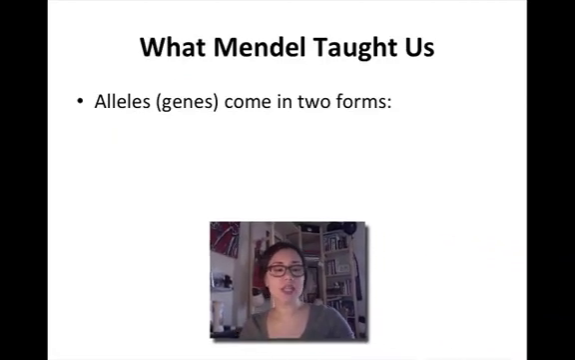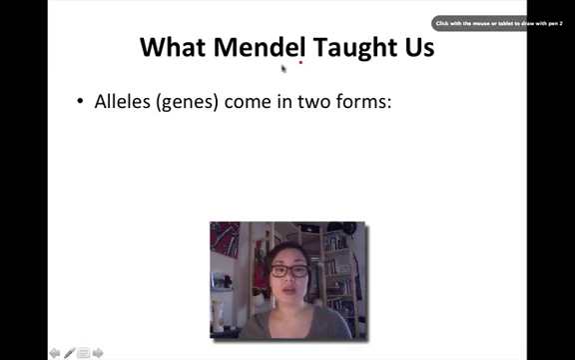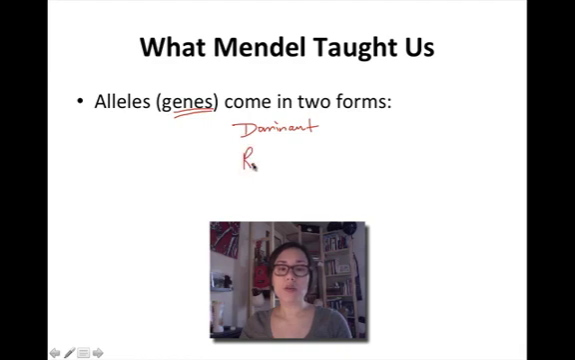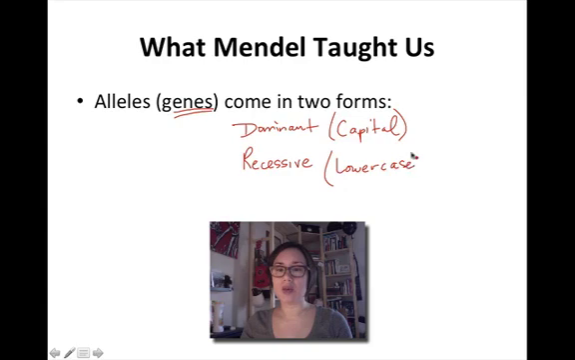To get started, let's just quickly review some things that Mendel taught us. So he said that alleles, and remember alleles are the same thing as genes, only he didn't know about genes at the time, come in two forms. And those two forms are either dominant or they are recessive. And you guys should remember that if it's dominant, we're going to be representing that by a capital letter. And if it's recessive, instead, we're going to use a lowercase letter.